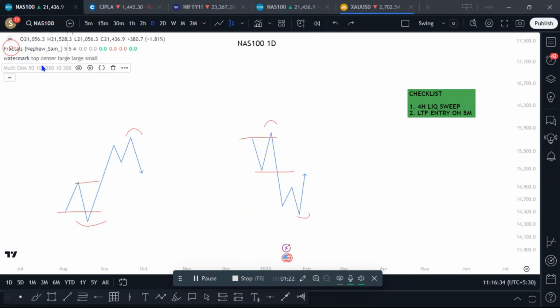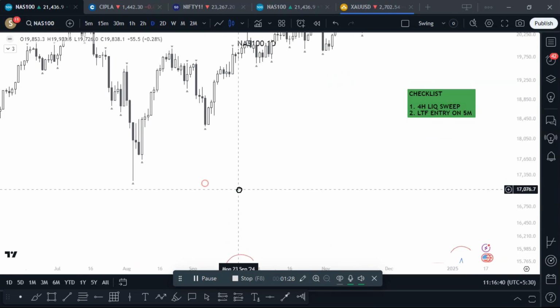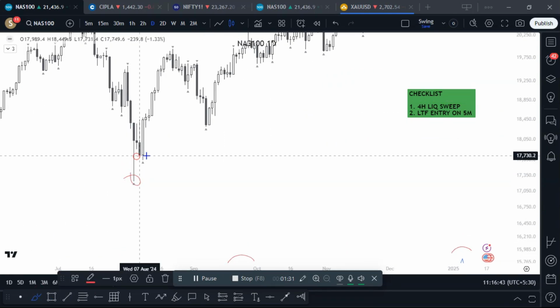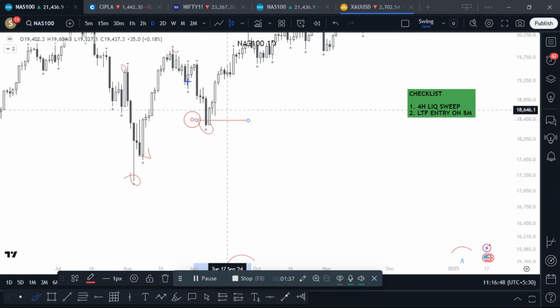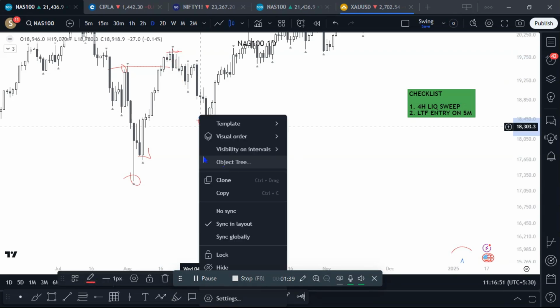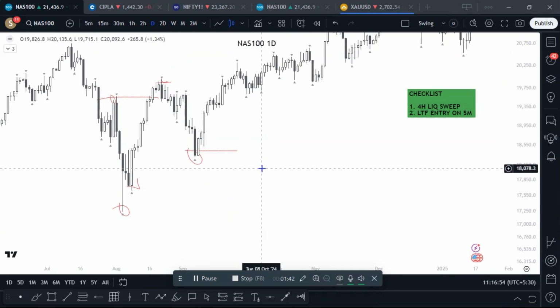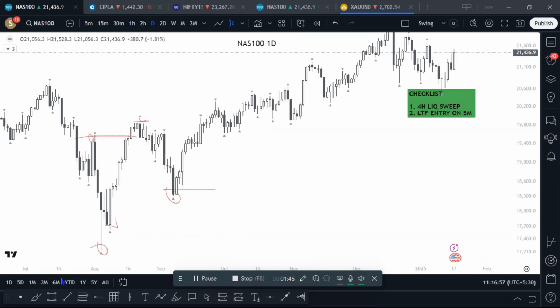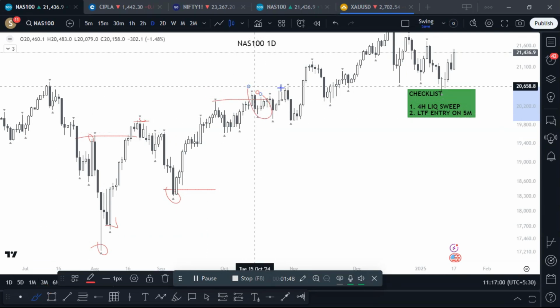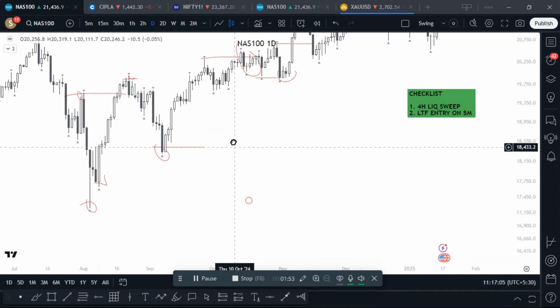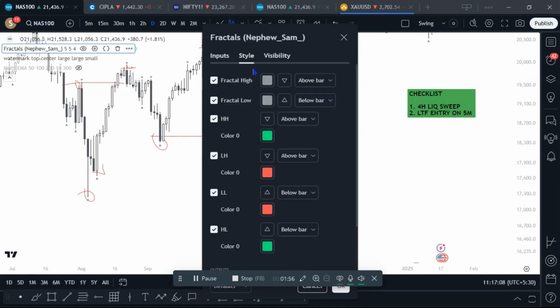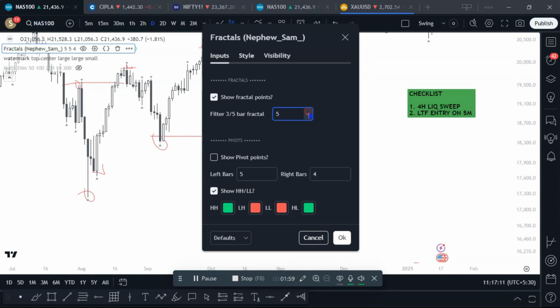And the second thing you need is this indicator, which is Fractals by Nephew Sam. What this indicator does is it gives you these arrows. So this is our liquidity levels. Whenever price sweeps these levels, price will give a reaction, and our goal in this strategy is to just catch a reaction. Alright, we don't need any bias, we will just capture these reactions. So this is our strategy. This is the indicator setting. You need to do this on 5, not on 3.